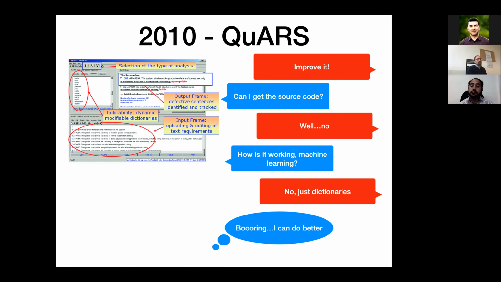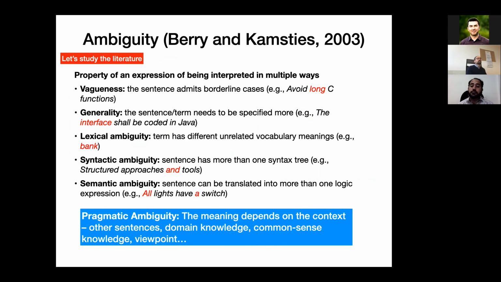Okay, so I said, no, this is boring. This is too boring. I can do better. I don't want to improve this tool. I want to do something different. And I decided to start studying ambiguity, which was the topic of Quartz. And I said, okay, I can do better than Quartz. Let's start from the literature, and let's start from the ambiguity handbook from Berry and Kamsties.